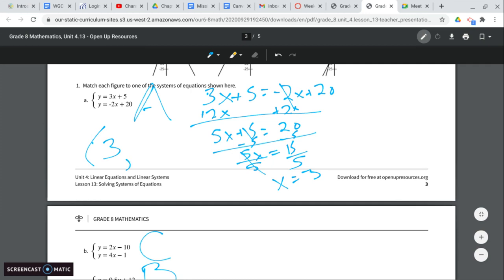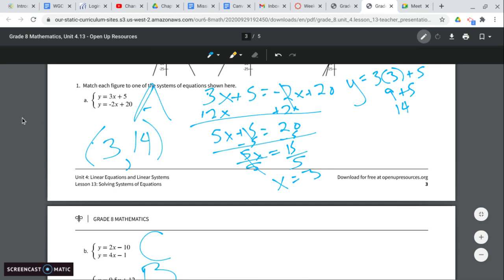Now, the thing is, with a system of equations, we don't just have a single number for a solution. We have a coordinate, or an ordered pair, for a solution. So we not only need to find what x is, we also have to find what y is. Now that we know x is 3, we can plug it back into either one of these equations, and I'm going to show you both just to show that it does actually work. So we'll have y equals 3 times 3 plus 5. 3 times 3 is 9, plus 5 is 14. So (3, 14) should be our solution.